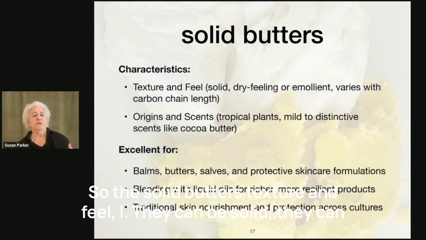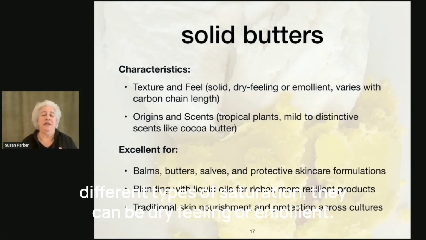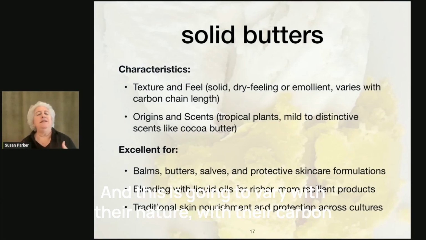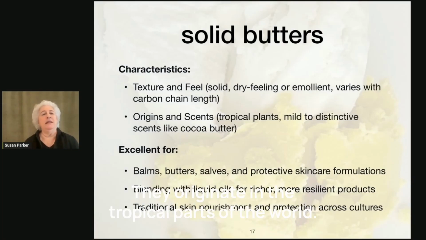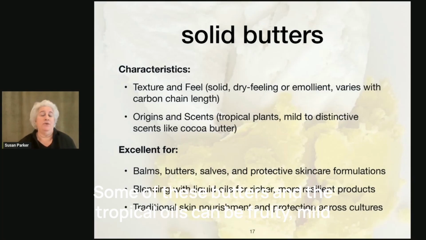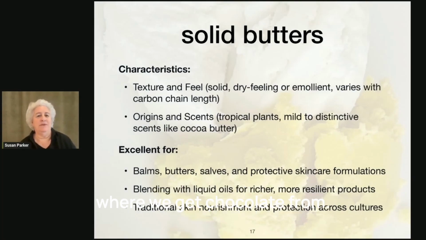So the solid butters, texture and feel: they can be solid, they can be very hard, they can be smushy because of the makeup of the different types of saturation. They can be dry feeling or emollient, and this is going to vary with their nature, with their carbon chain length and their properties. They originate in the tropical parts of the world. Some of these butters and the tropical oils can be fruity, mild, or very distinctive, like we have with cocoa butter, which is where we get chocolate from.